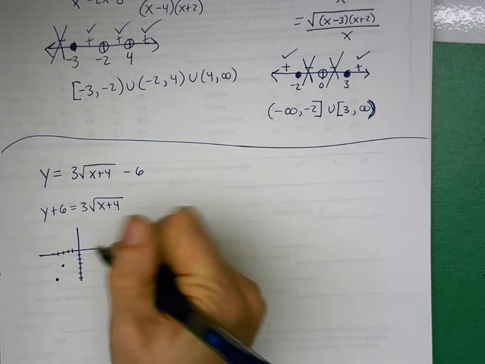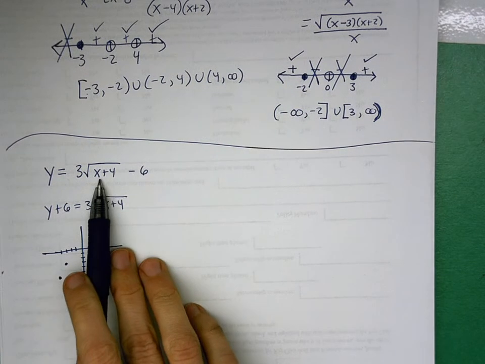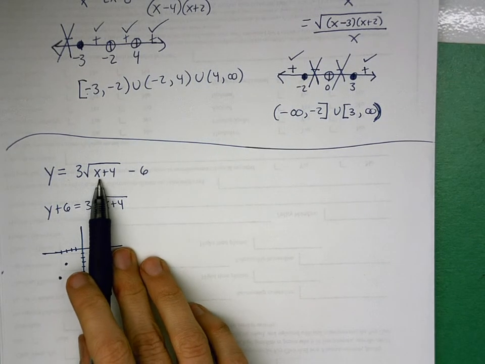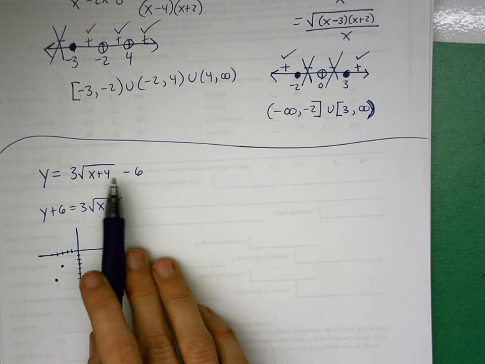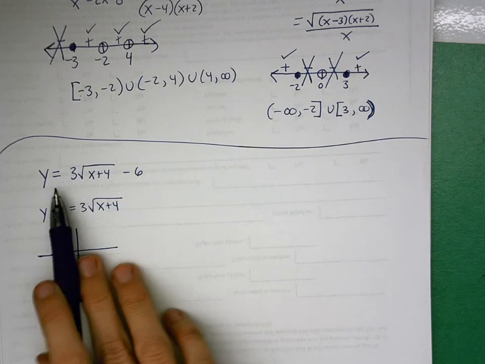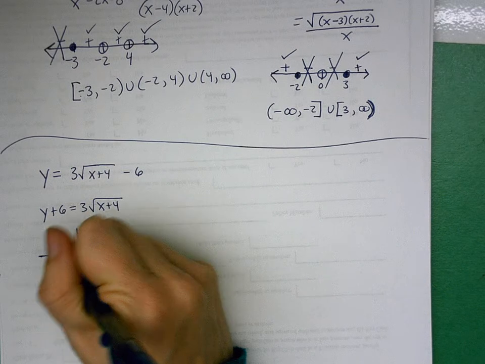And then I'd probably plug in 0, root 4. Root 4 is 2 times 3 is 6, minus 6 is 0. So when x equals 0, y is 0, which would be right here.